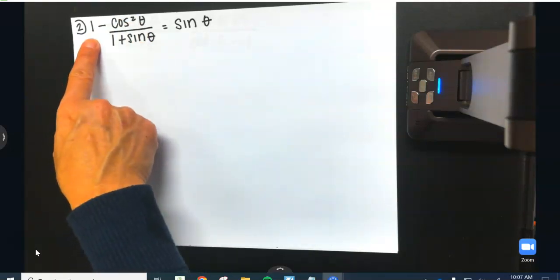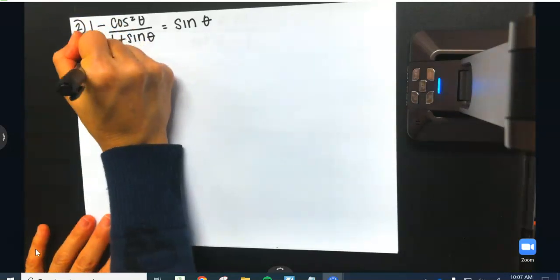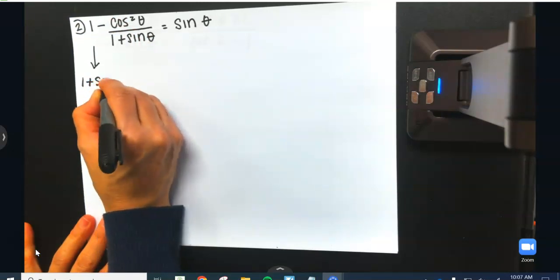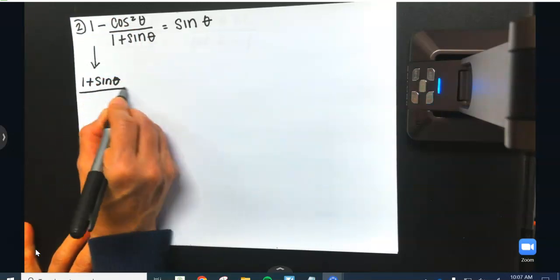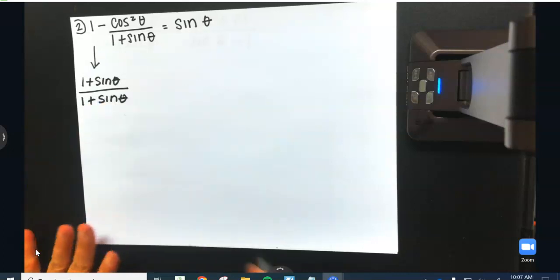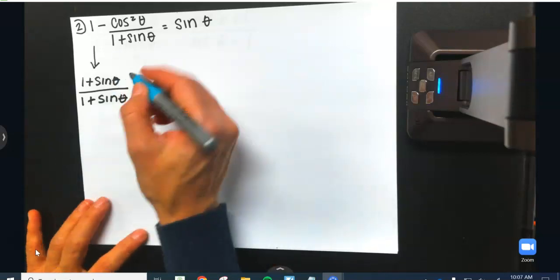See that whole number 1? Watch how I rewrite that whole number 1. Look at that green ink at the bottom. This whole number of 1 is going to turn into 1 plus sine theta over 1 plus sine theta. That's the 1. Let me bring down the rest of the problem.